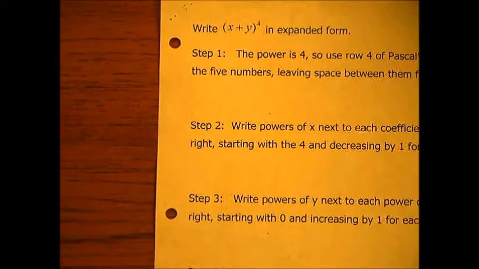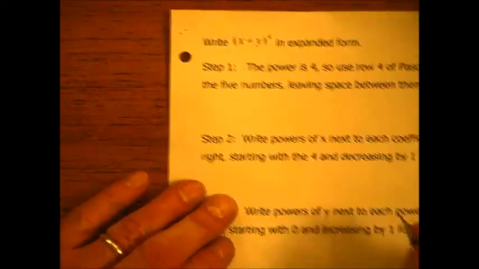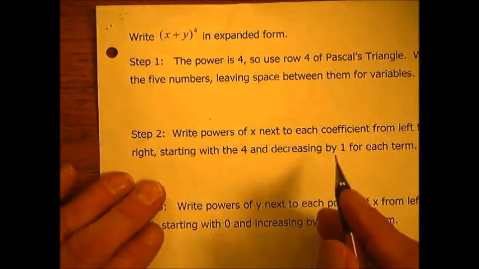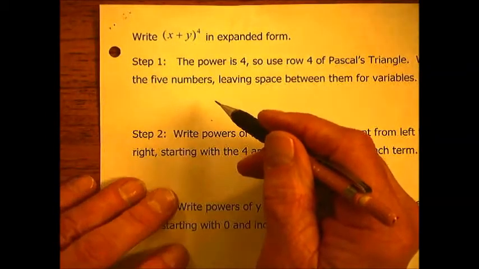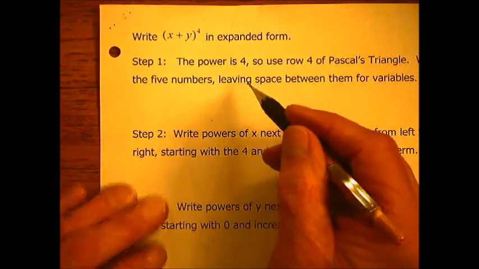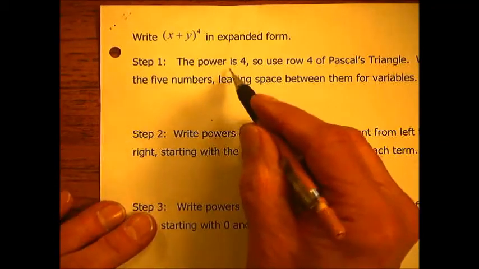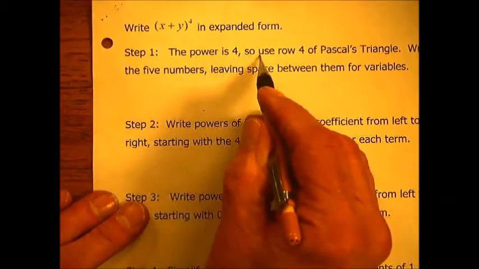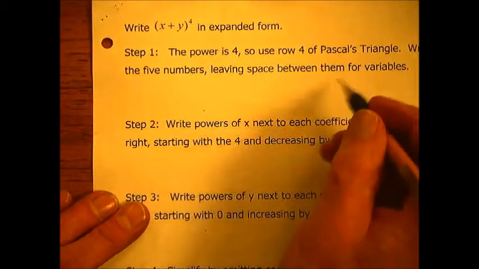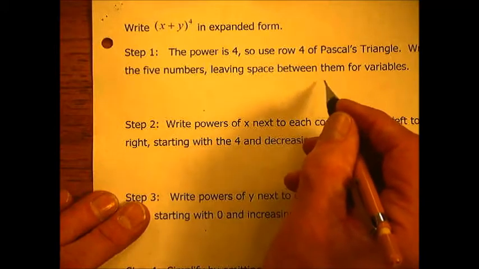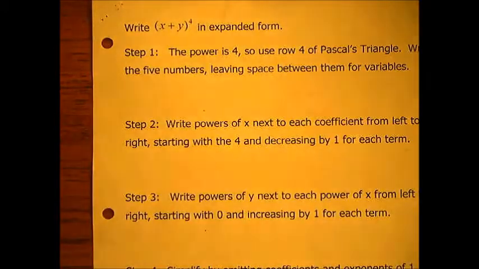Okay, so now we're on the third page here, and we're going to just do x plus y to the fourth in expanded form. And this is really the same thing that we already did with a plus b to the fourth, but let's see if we can do it without having to actually multiply them out. So step 1, the power is 4, so we're going to use row 4 of Pascal's triangle. And writing those 5 numbers, we're going to leave space in between them for variables. So let's see here.